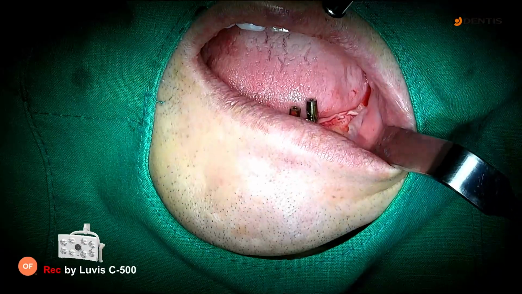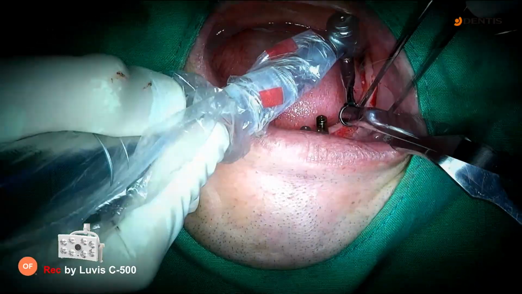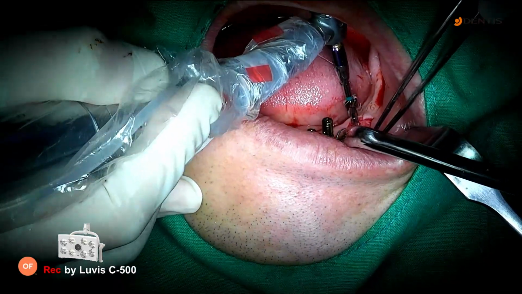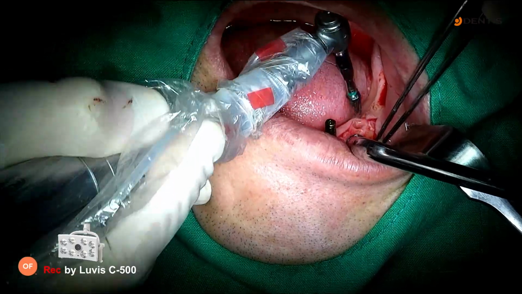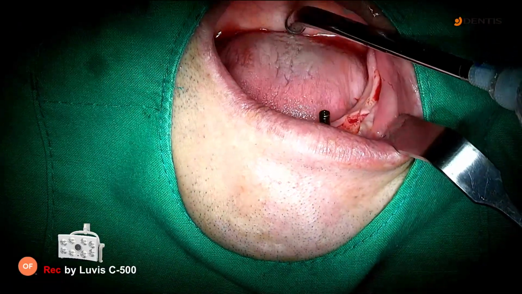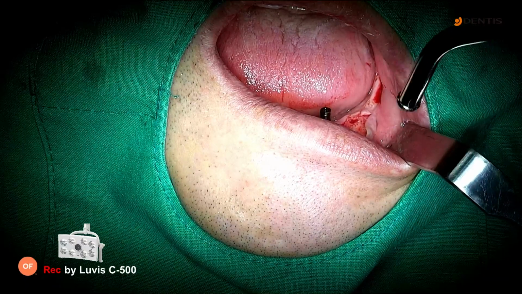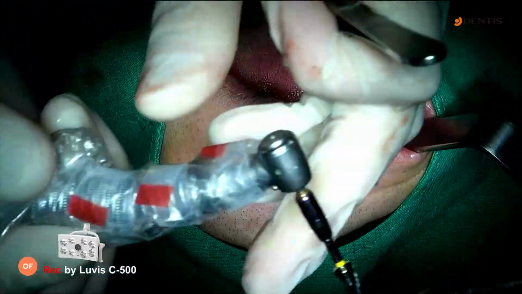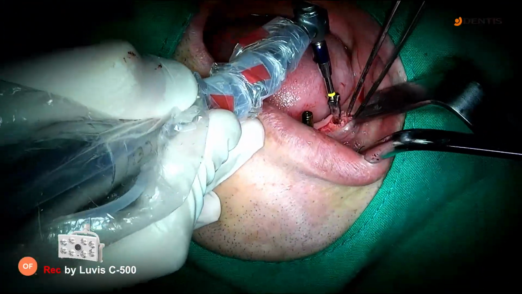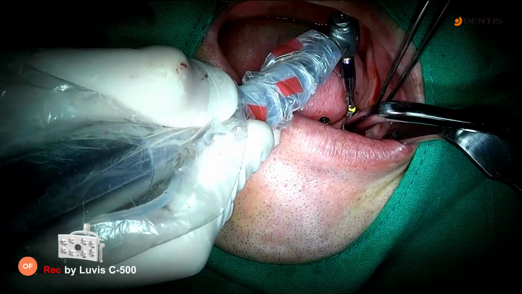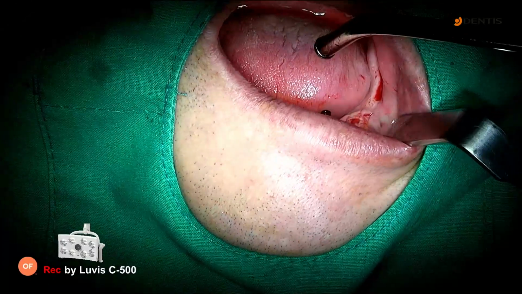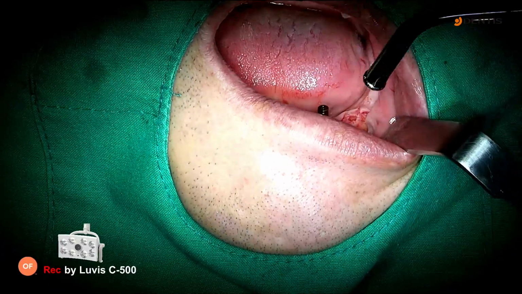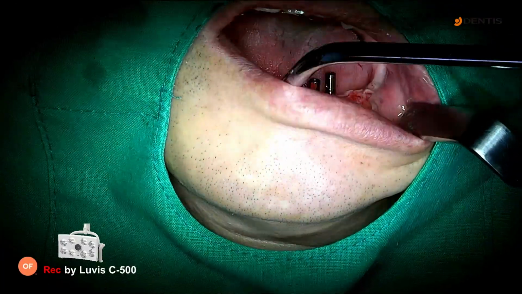Next drill 3.5, 8 millimeter. You can keep this angulation. Next one 4.0. I think the molar area has a little bit of soft bone density, so I think the final drill 4.5 will be better. 4.5.